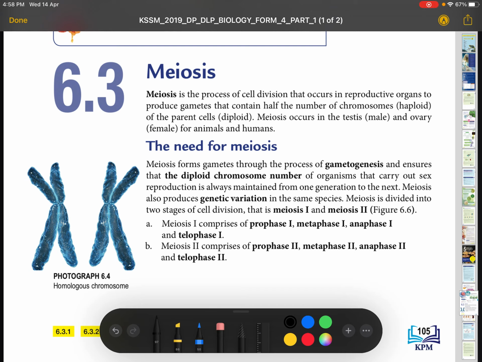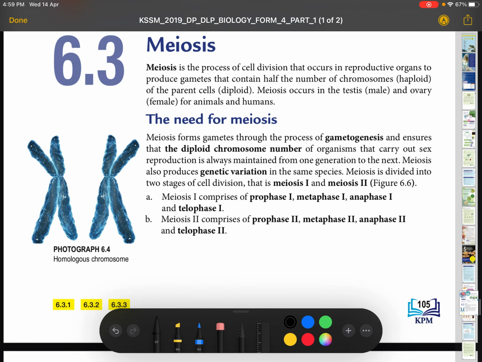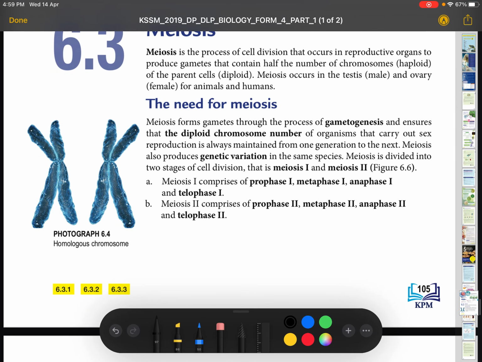So why do you need meiosis? Because when you want to reproduce, you need the sperm and ovum to fuse together, right? So if the sperm and ovum fuse together and they both have 46 chromosomes, when they combine together, wouldn't that make them 92 chromosomes? So you don't want that to happen. So instead, you want it to be half. So 23 from the father, 23 from the mother. So in total, you have 46.